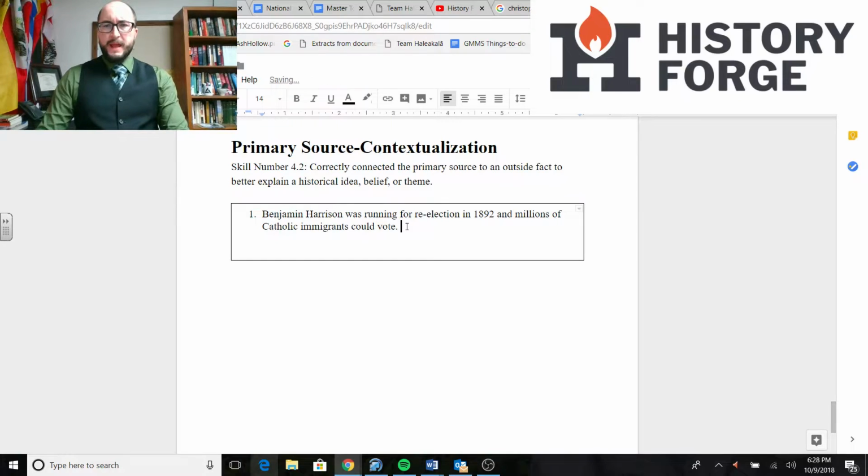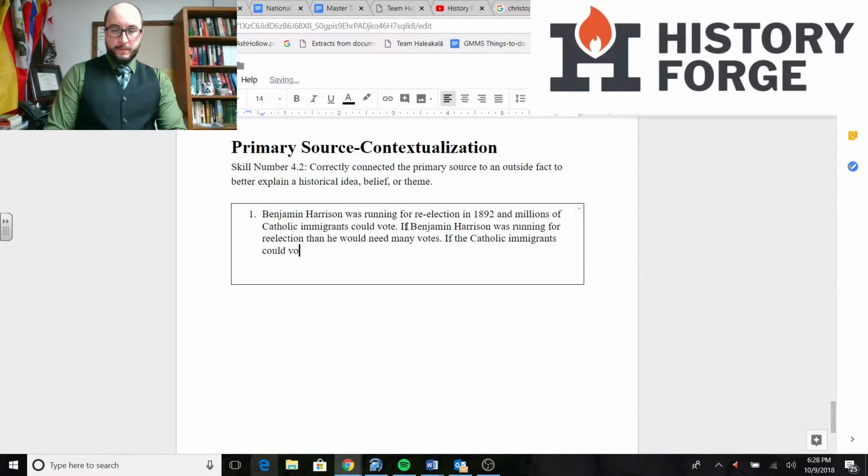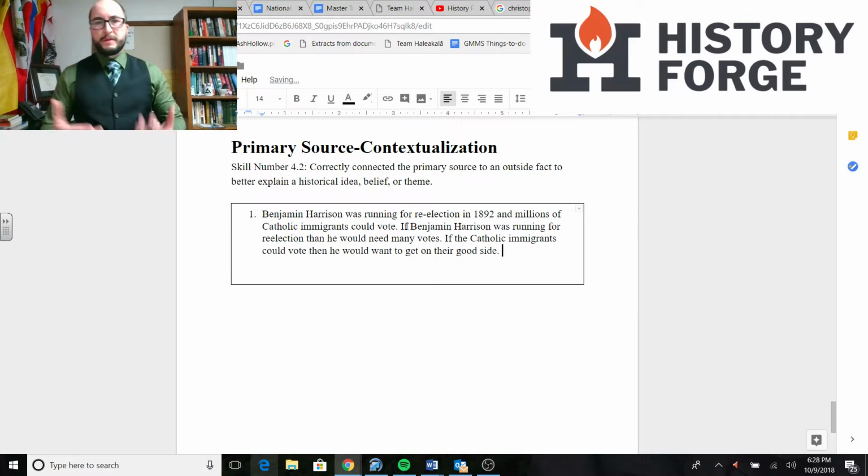Going back into here, we need evidence. We need to explain it. So, for example, I could say if Benjamin Harrison was running for re-election, then he would need many votes. If the Catholic immigrants could vote, then he would want to get on their good side. So that's a pretty simple explanation, I think, just proving my point.